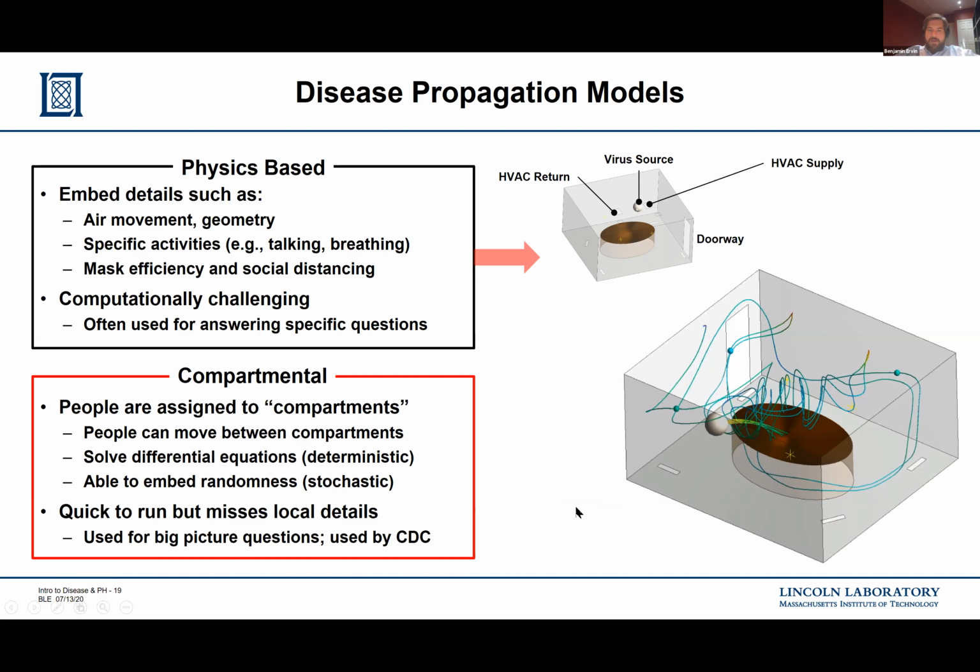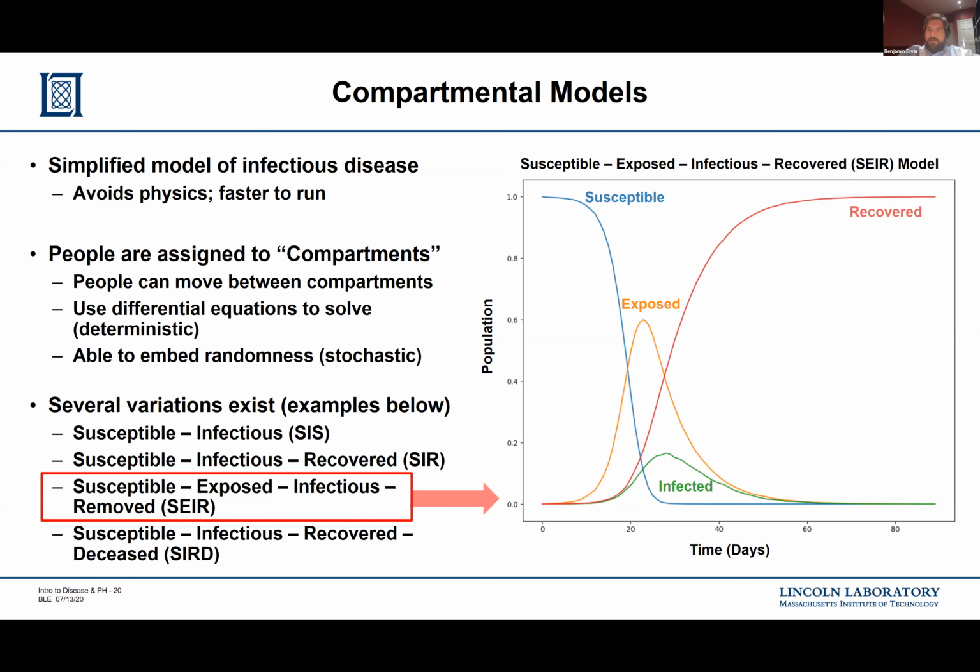Whereas a compartmental model, which we'll go to the next slide, which covers this, is a simplified model of infectious disease. It avoids the physics, it runs faster, and people are essentially assigned to compartments. So you're either susceptible, you could be exposed, you could be an infected person, a zombie in your zombie game, recovered, you could be deceased. There's all kinds of different compartments that you could be placed into. And so you essentially set up these fairly simple differential equations to solve, these deterministic equations.